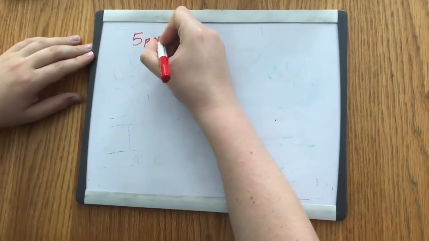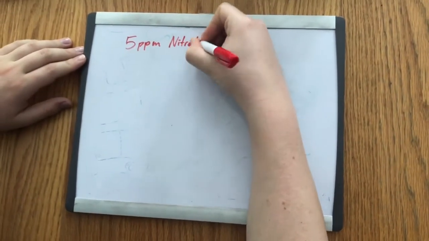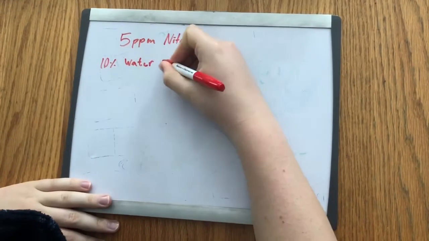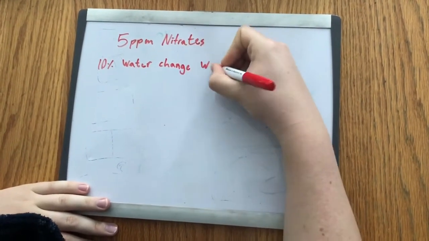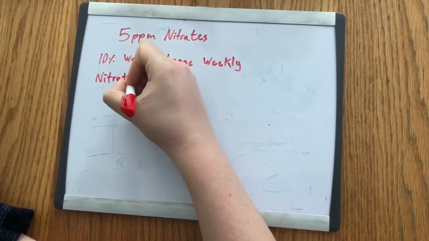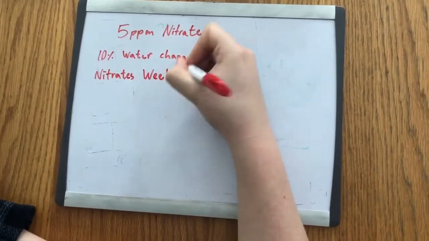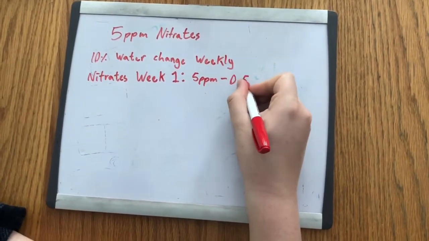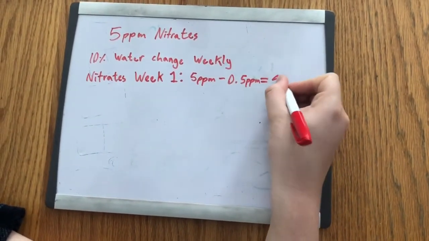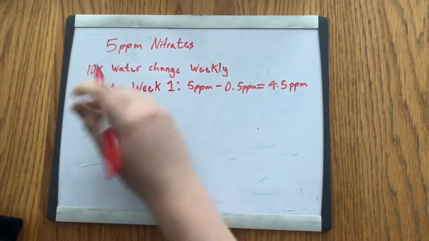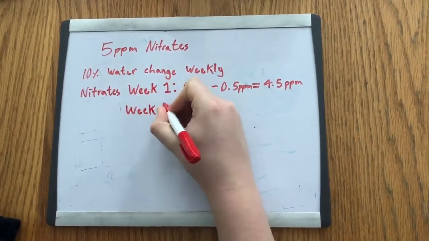Okay, so each week, I've calculated that about 5 parts per million of nitrate builds up in the tank. First off, we're going to be looking at a 10% water change each week. For week 1, we have 5 parts per million building up in the tank, and then doing the 10% water change removes 10% of the nitrates, resulting in 0.5 being removed, and then 4.5 parts per million in the end.